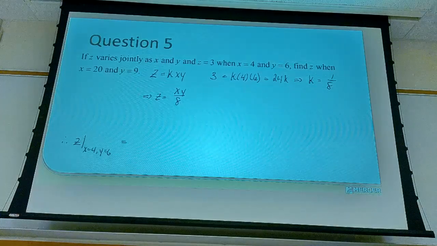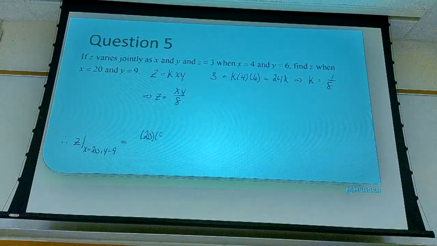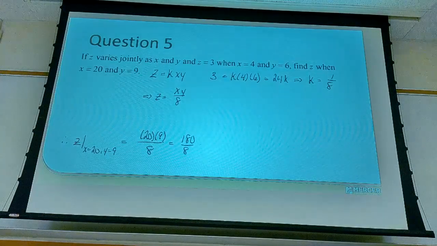No, I don't want 4 and 6, I want 20 and 9. So z when x is 20 and y is 9. 20 times 9, which simplifies.